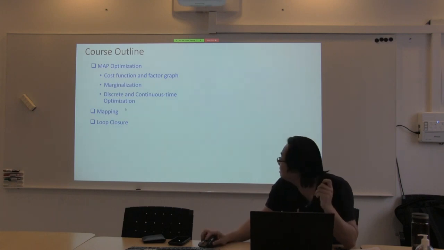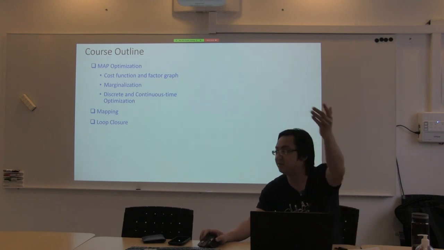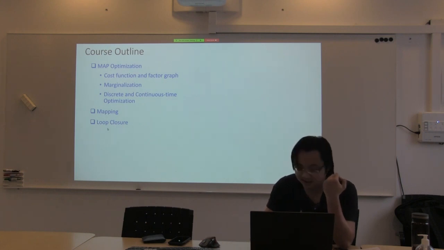Then the marginalization and discrete optimization are just introductory. They are like the state of the art of the research. And we also touch the mapping and loop closure. Loop closure will be related to the assignment. Okay.